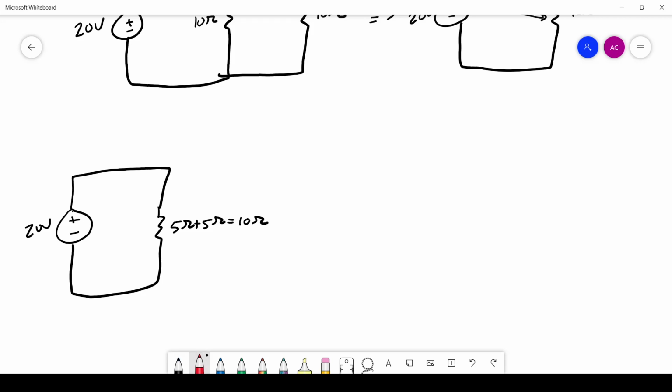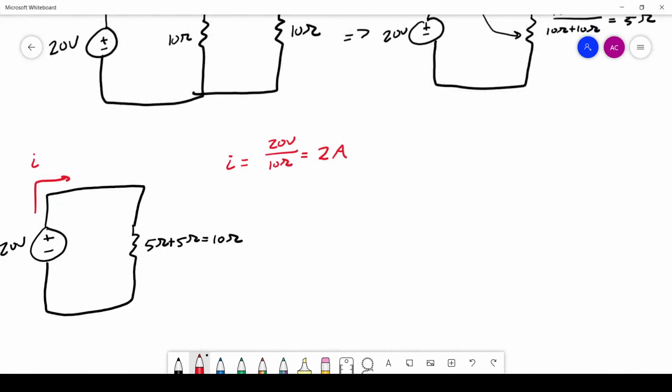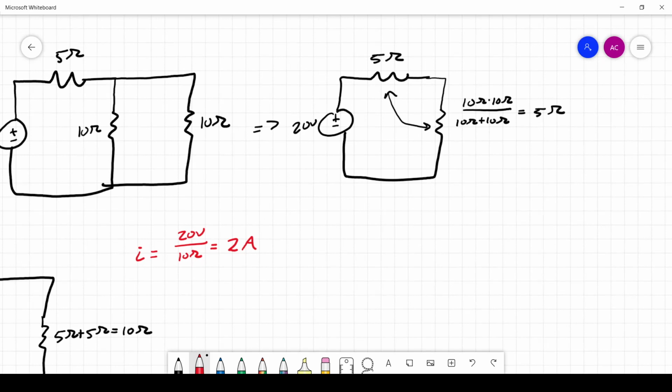And we can use this to solve the current coming out of the battery, I. I is equal to the voltage, 20 volts, divided by the resistance, 10 ohms, which is 2 amps. All right, so we know that there's 2 amps coming out of that source. Now let's take this information and go back up here and work on it a little bit.